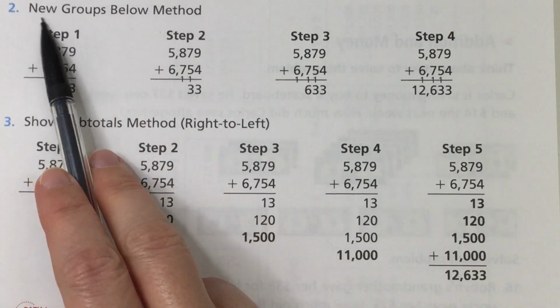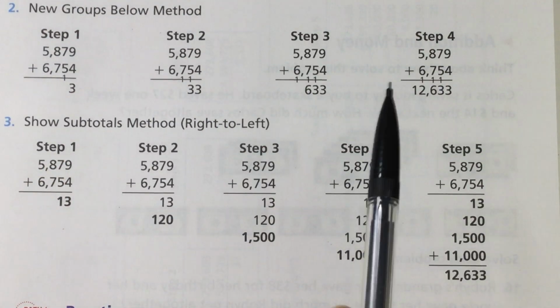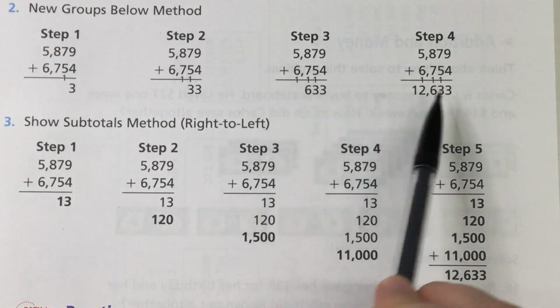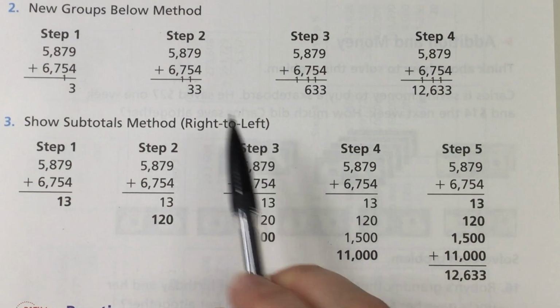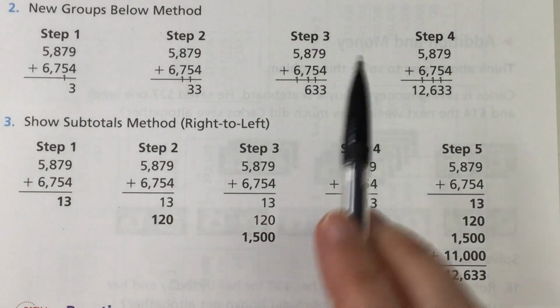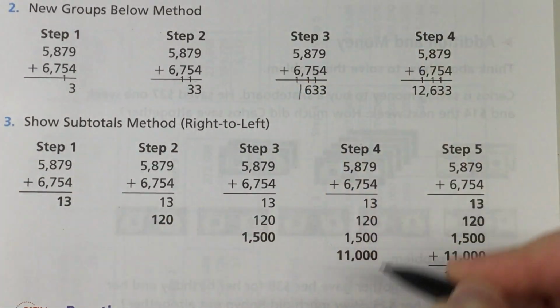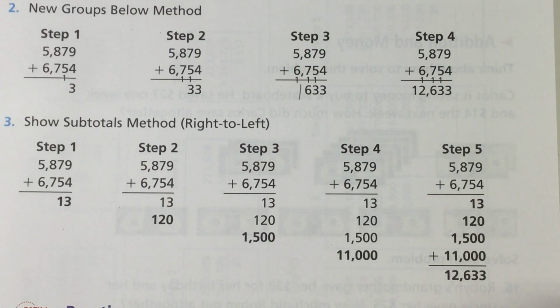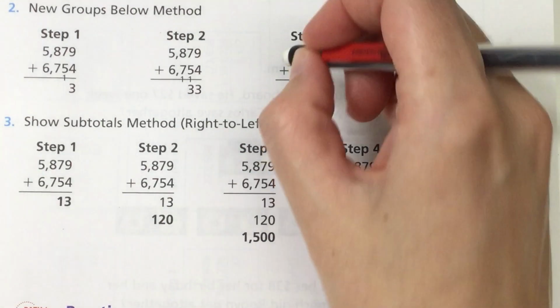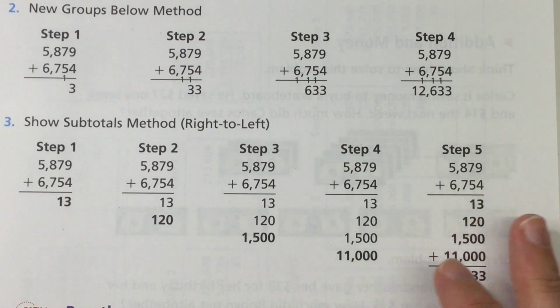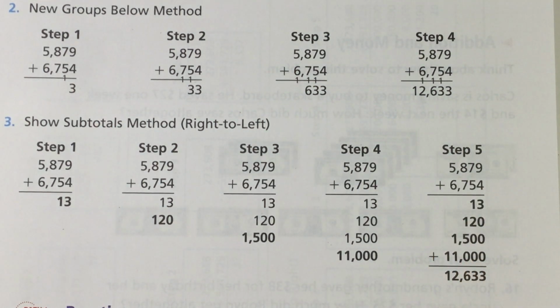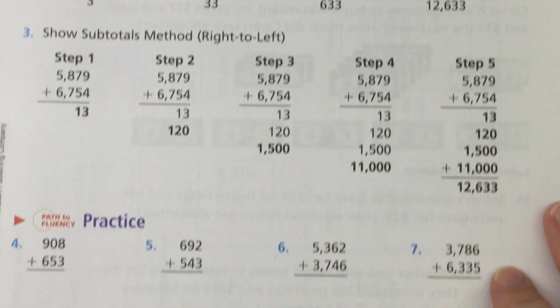Method number 2 is called new groups below instead of above, and it has them regrouping the numbers underneath. I don't want you to use this method for me. Here's why. In all my years of teaching 4th grade, I've seen a lot of students mess these numbers up. They get in the way and they accidentally write them just a little bit too low. And all of a sudden, it's part of your answer instead of just a regrouped or carried number. So I don't really like to see my students using that method, but it's interesting to look at it there for a second and know that you might see other people doing that, or you might want to try it when you don't have me as a teacher.